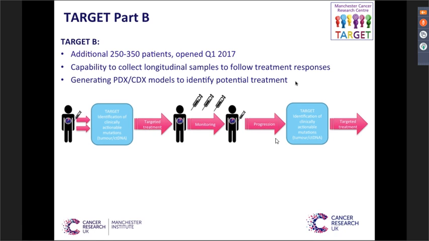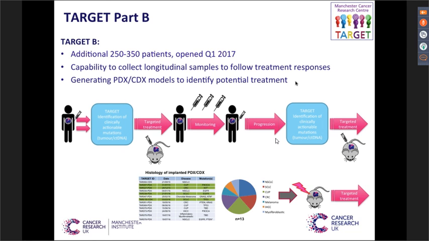So the idea is now in these patients, we can collect multiple blood samples and do monitoring. Then if the patient does progress, we can readdress the potential mutations we identify in the cfDNA to come up with alternative treatments. We've also included the ability to generate PDX and CDX models from these patients, and the idea is if you identify potential actionable mutations, you can test these in animal models. If it works, you've got some justification to go back to the patients.